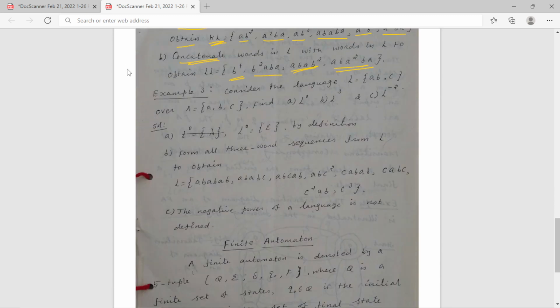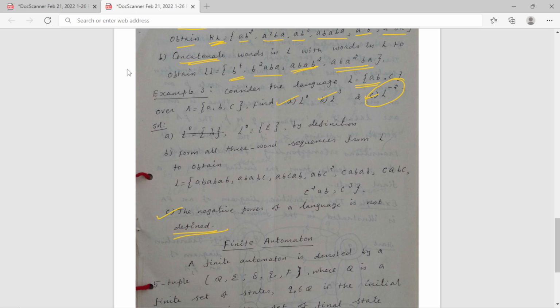Consider the language L consisting of a, b and c over the alphabet A consisting of the symbols a, b, c. Here it's a very important thing you have to notice: you have to find L power 0, L cube and L power minus 2. Notice that you have to find the negative power of a language. The negative power of a language is not defined. That is the answer. We only have positive powers, starting with 0.